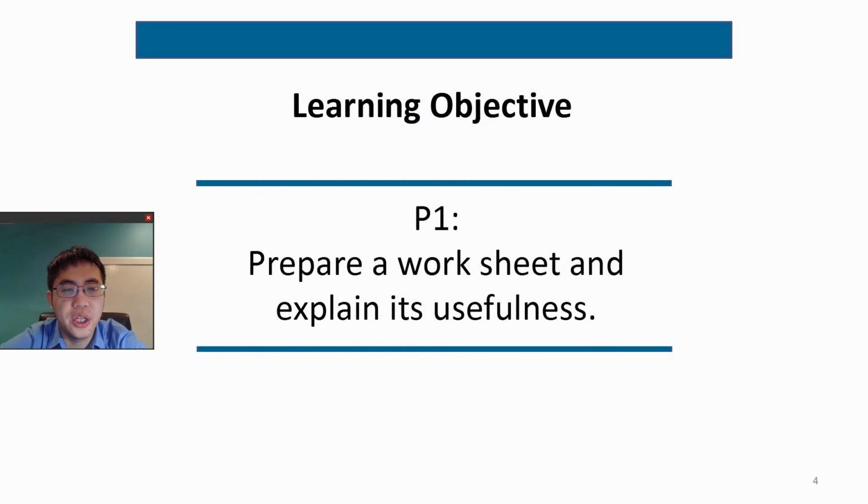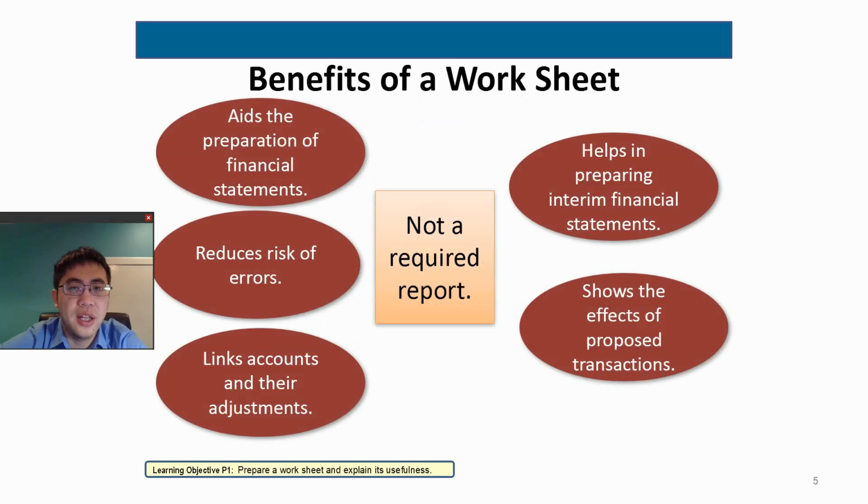So if we prepare a worksheet and explain its usefulness, you will see that the worksheet is designed to aid preparation of financial statements and also try to eliminate errors and mistakes. And also it links all the accounts to their adjustments. And then it will help in preparing our interim financial statements. So that's a bridge between the initial journals and the finalized financial statements. And also, it shows the effect of proposed transactions. So if some transaction has not occurred, we want to know what happens if the transaction occurs. So we need to get a proposed statement.